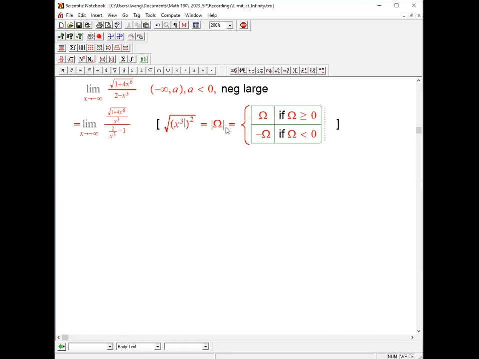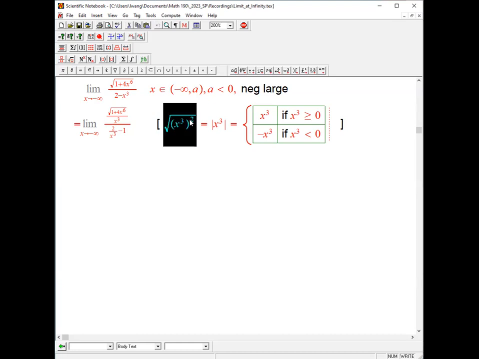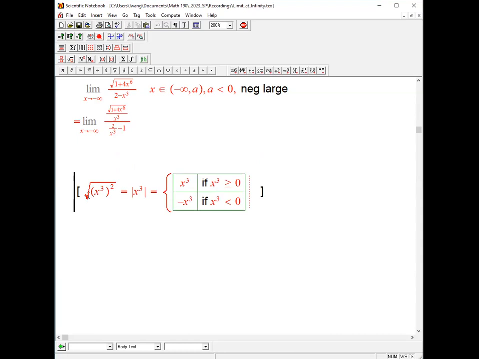Okay, x raised to the power 3. This is x raised to the power 3, by the way. Because x is in this interval, x to the power 3 is also negative. So basically, what do we have here? Let me put this under.